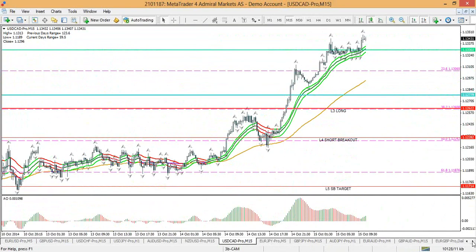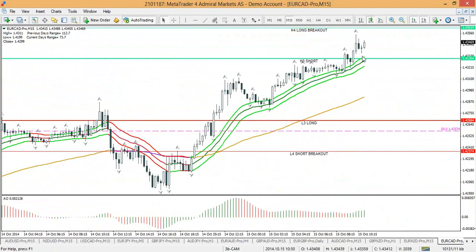Euro CAD too. Price missed the H3, but who knows? Maybe we can still get there.